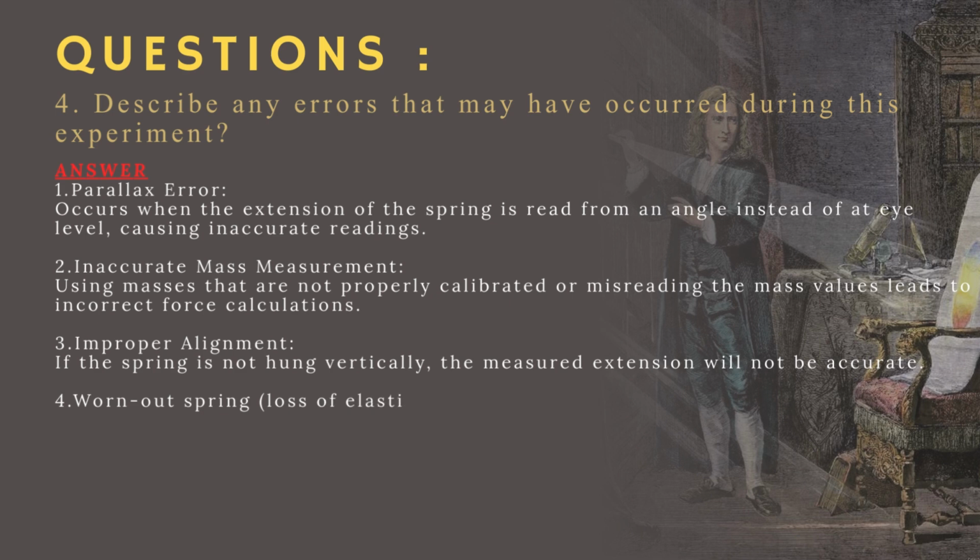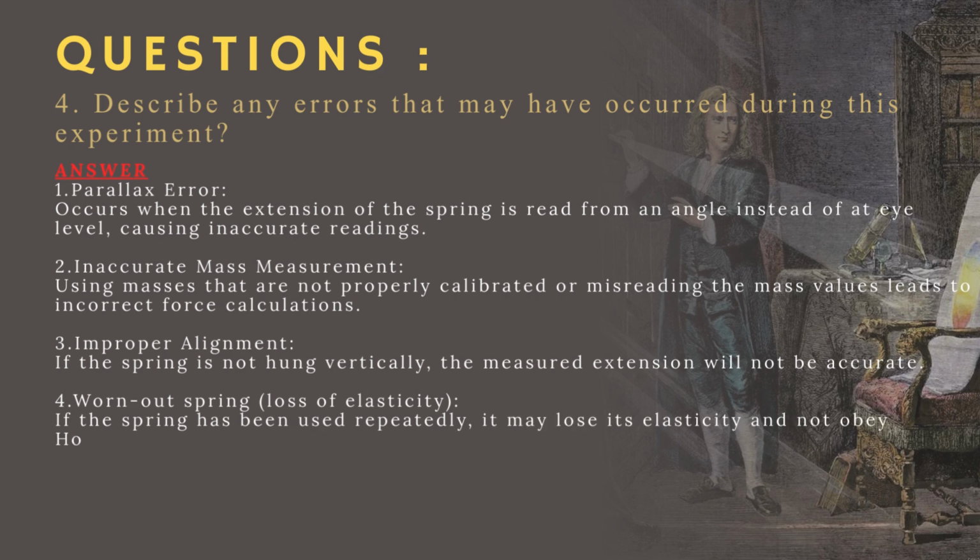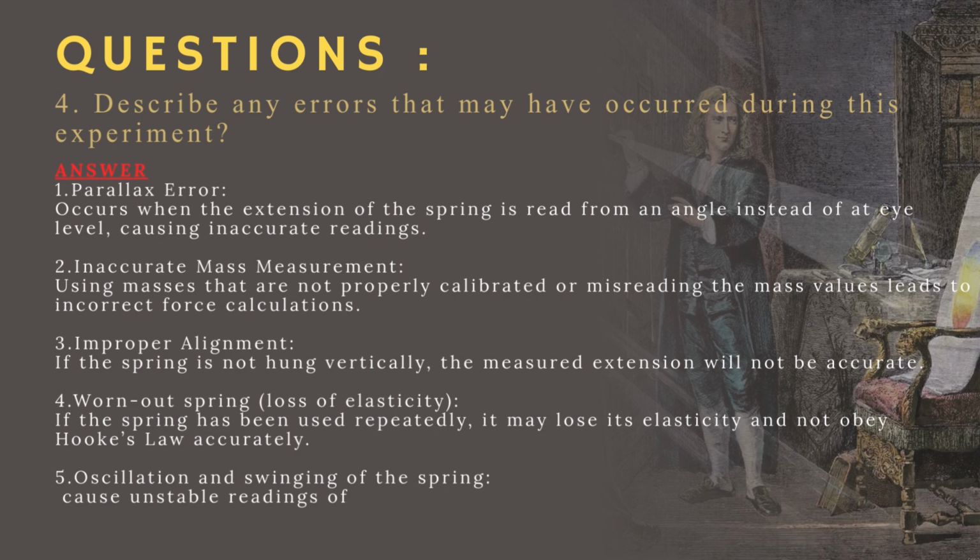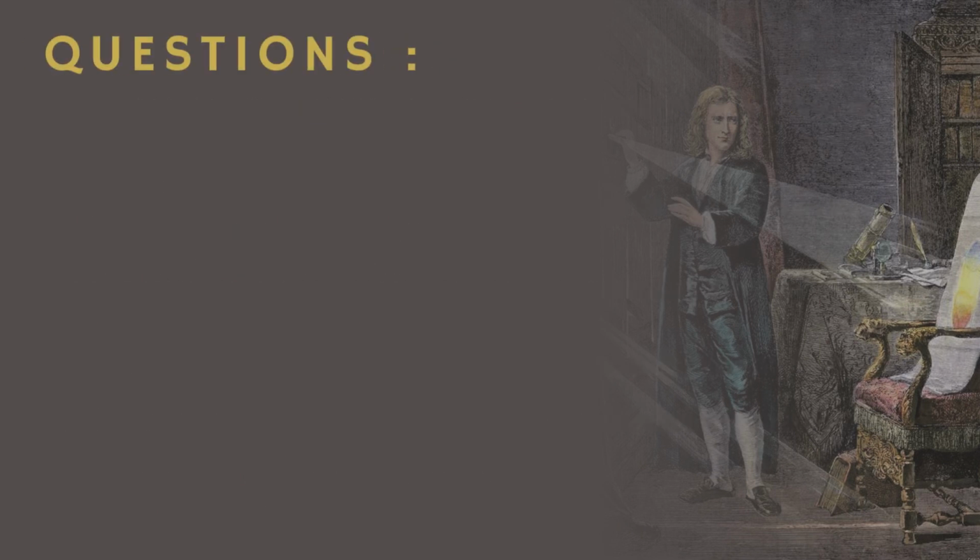The spring must be hung vertically for the measured extension to be accurate. Fourth, a worn-out spring is a significant issue. If a spring has been used repeatedly, it may no longer obey Hooke's law. Finally, oscillation and swinging of the spring during measurement can cause unstable and fluctuating readings.